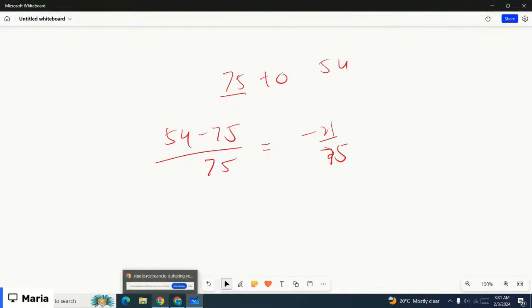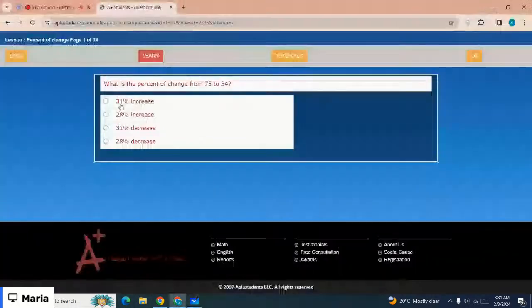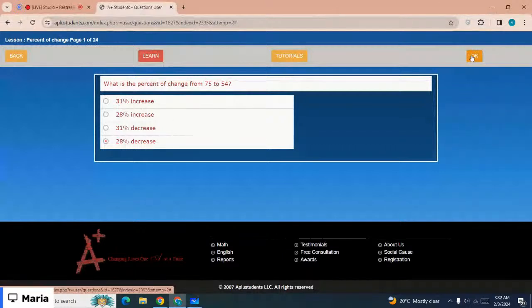That is 21 divided by 75, which is 0.28. Just multiply it by 100, that is 28. The correct option is 28. Got it? That is a 28% decrease. The value is decreasing.